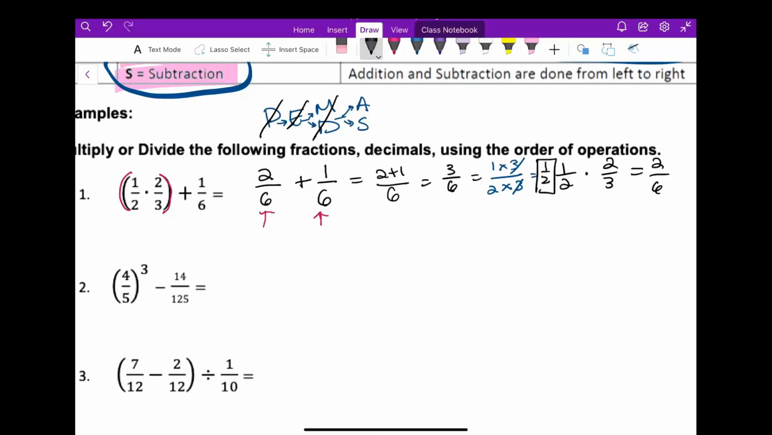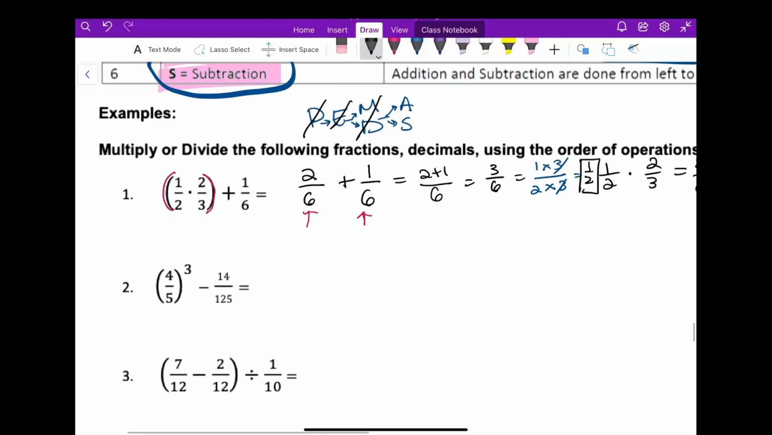Great. Let's try this again. Question number 2. So if you notice, I'm going to start over with my order of operations. I always have it written down to make sure I'm going down the list in the correct order. So I get started here.